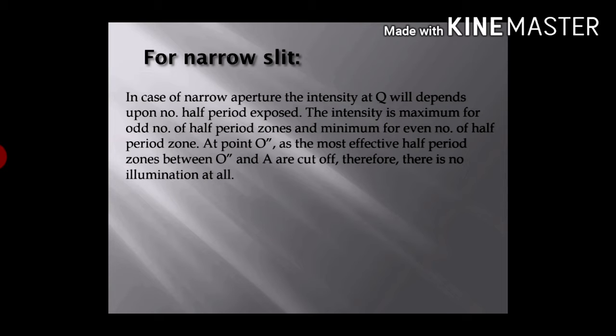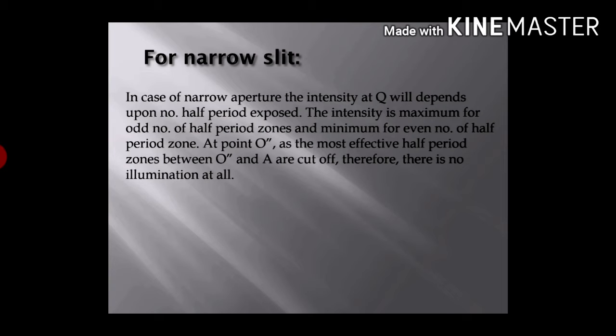For a narrow slit, in the case of a narrow aperture, the intensity at Q will depend upon the number of half period zones exposed. The intensity is maximum for an odd number of half period zones. I will repeat: the intensity is maximum for an odd number of half period zones and minimum for an even number of half period zones. Suppose there is only one half period zone, then the intensity will be A1 square, or the amplitude will be A1, the amplitude due to the first half period zone.